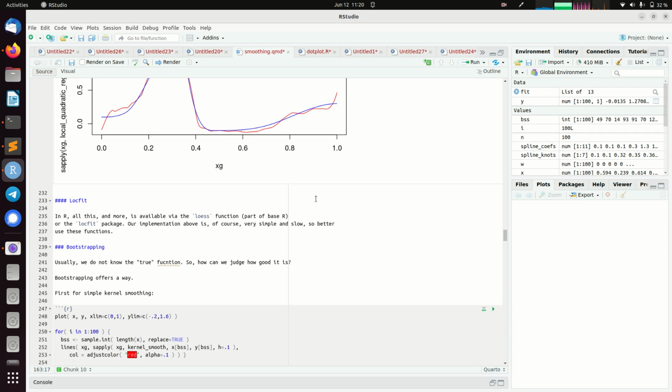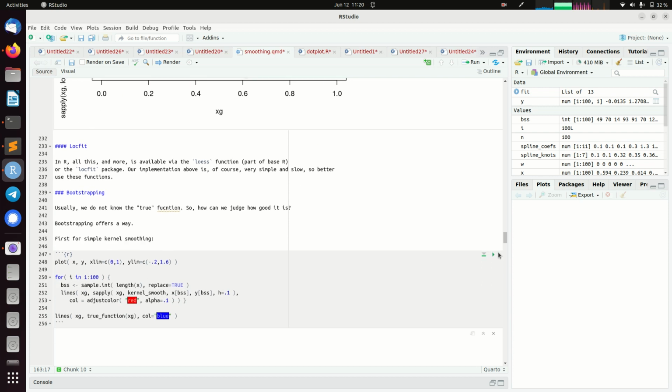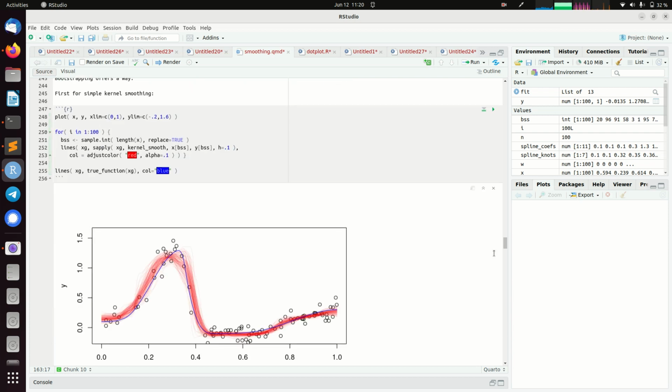One is called bootstrapping. In bootstrapping, we do this here. We plot not one regression line, but many of them. And we now see a spread of possible regression lines. And what I have done is for each of these 100 regression lines, I took my regression values and ran my kernel smoothing. But I first did this here, sample it length x comma replace is true. What does this do?